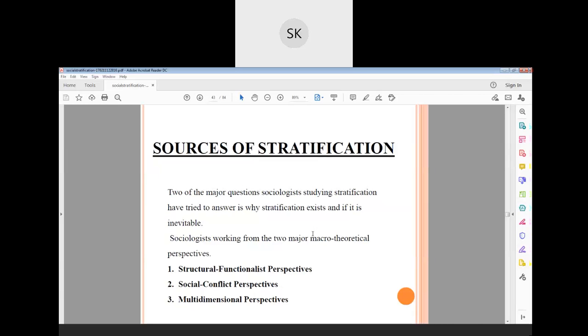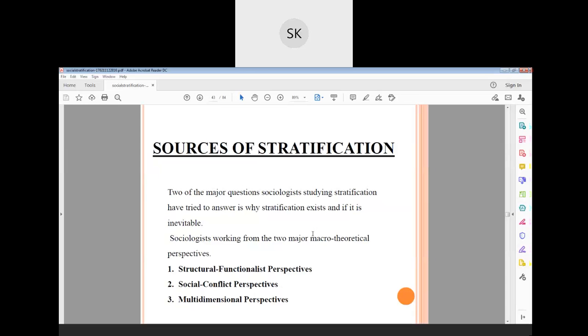Let's say class is based on income, caste is based on the birthplace or birth area, slavery is something forced, but estate is an agreement, legally. These are the different types of stratification in the world. Now we are going to discuss the sources of stratification.